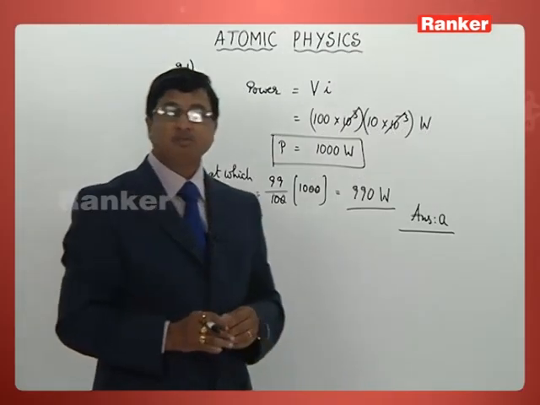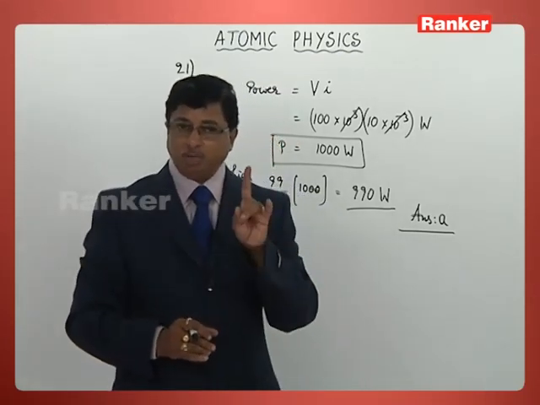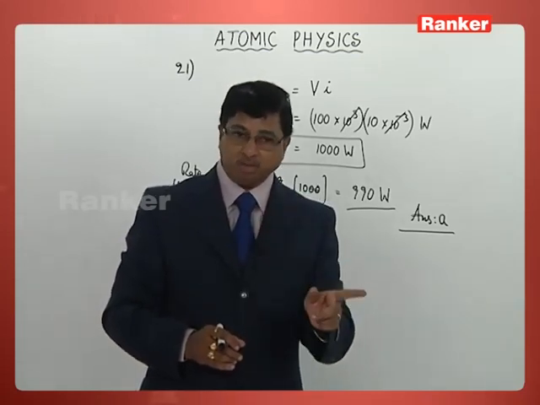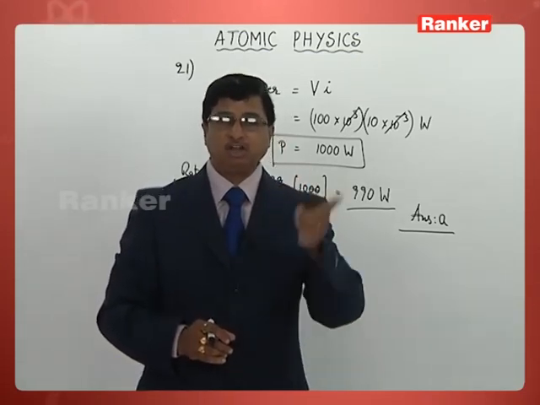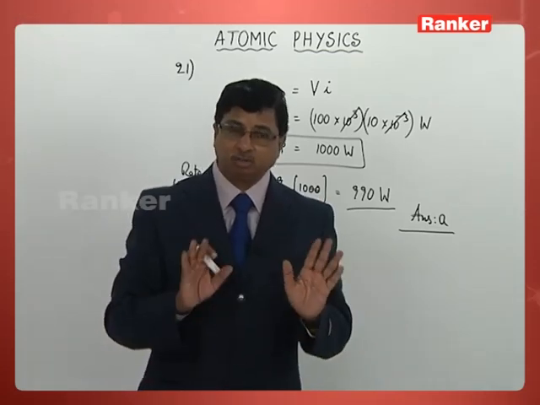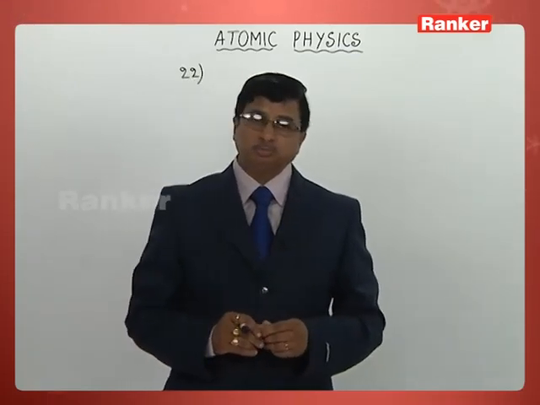That is the concept we have to understand. So the question is very simple, but try to understand that 1%, what has been given. 1% is utilized means 99% is not utilized by that system to liberate X-rays. That is the only point you have to understand. Next one is problem number 22.